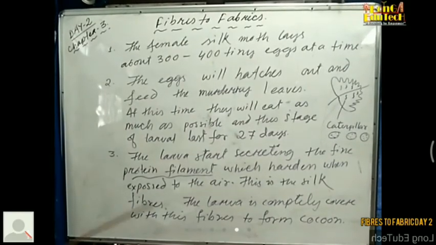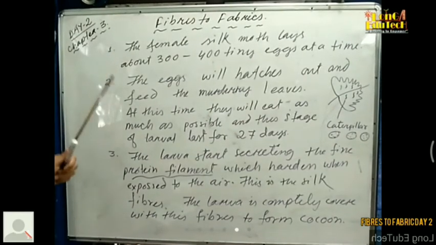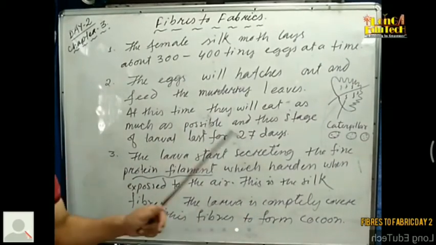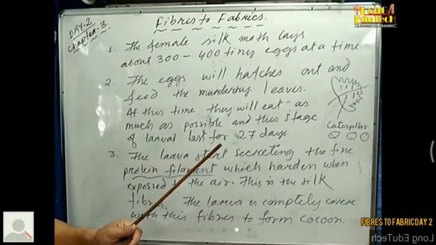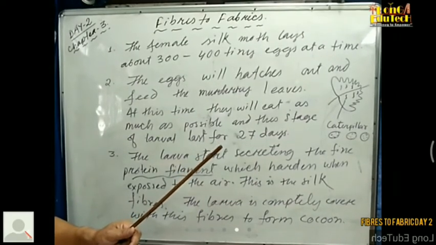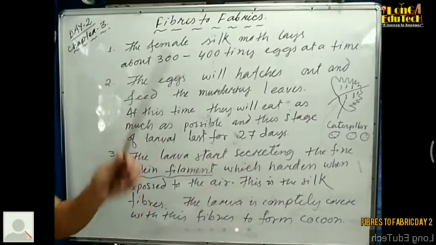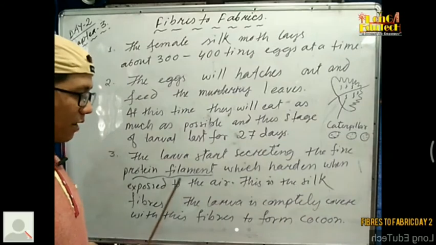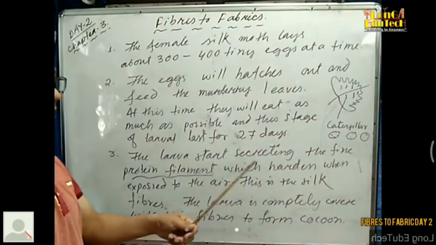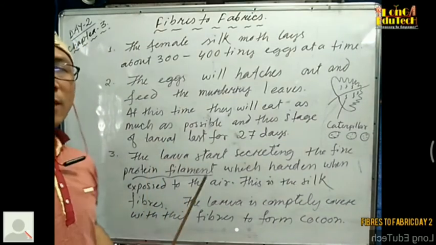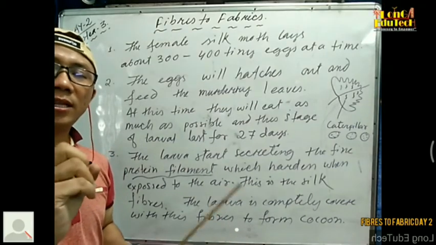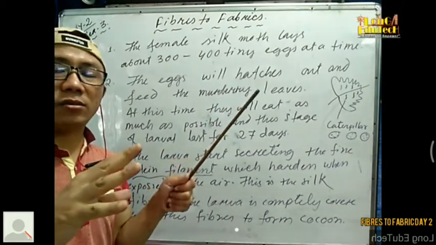So this is the first stage, second stage, and third stage. Let me explain once again, and the last stage we left. We are going to find out that the pupa undergoes many changes inside the cocoons. This is the larva. The larva starts secreting, and this larva will become the pupa. Then from this pupa, they will come out and change to the adult again.